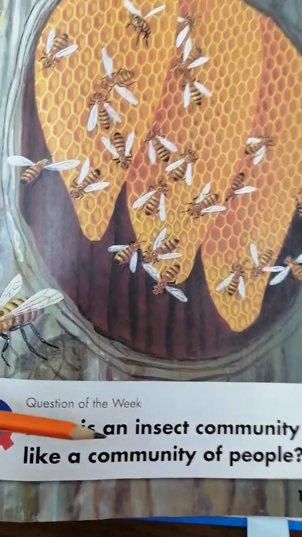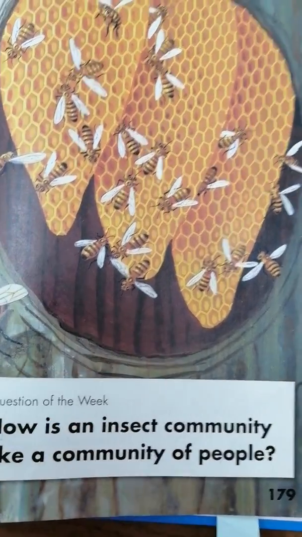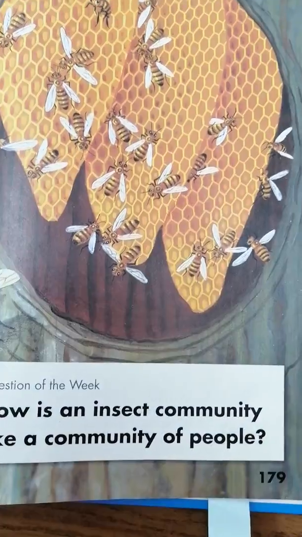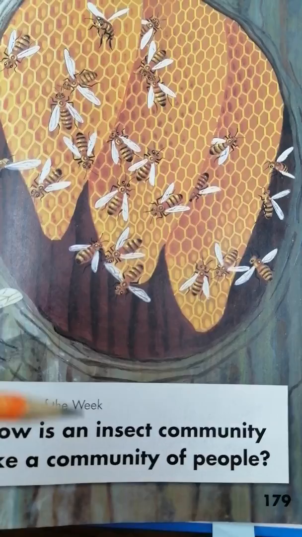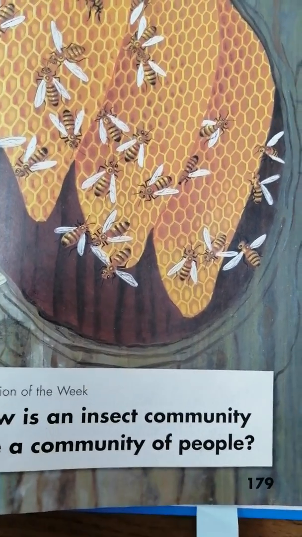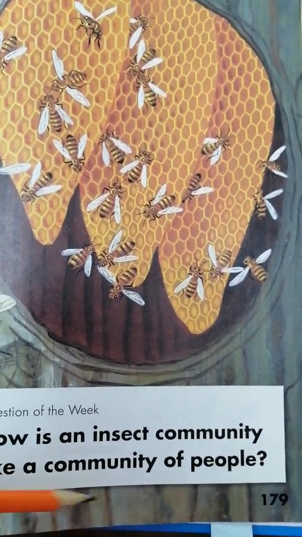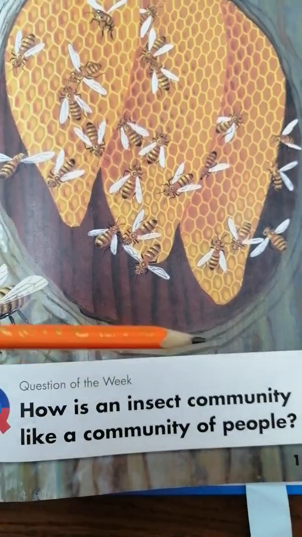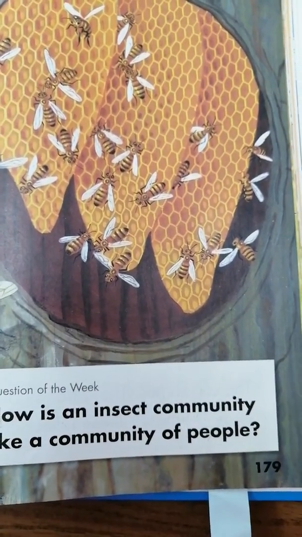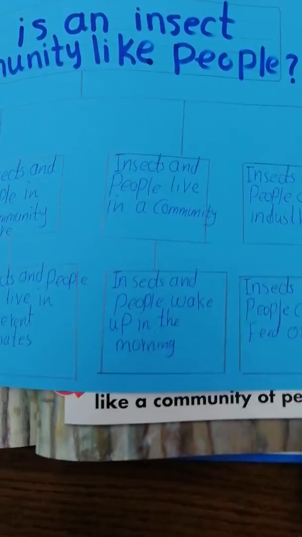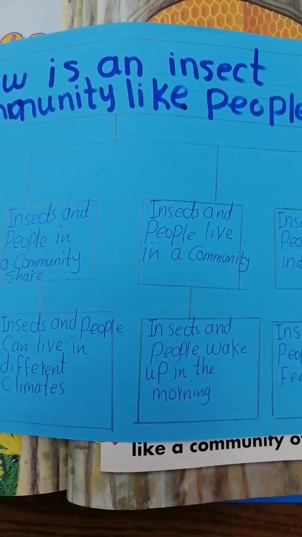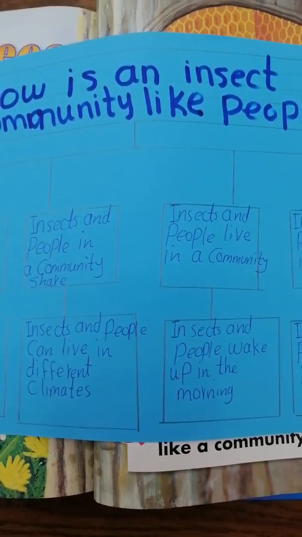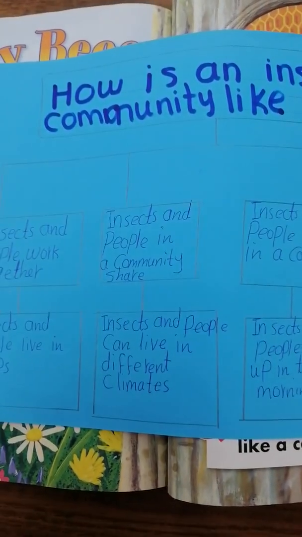Okay, come again to our question of the week. How is an insect community like a community of people? Insect community means the family of all insects, okay? Here, in this paper, this is the answer of the question. Just to read and know it. How is an insect community like people?